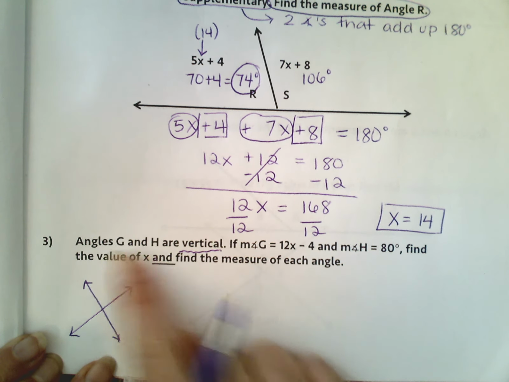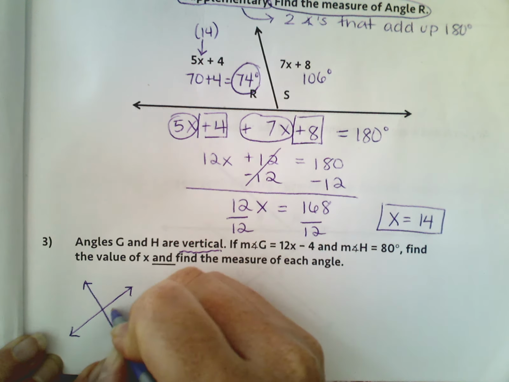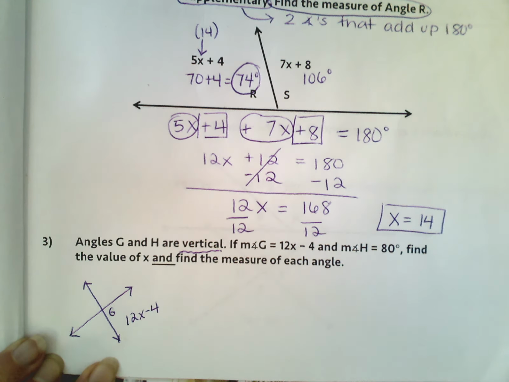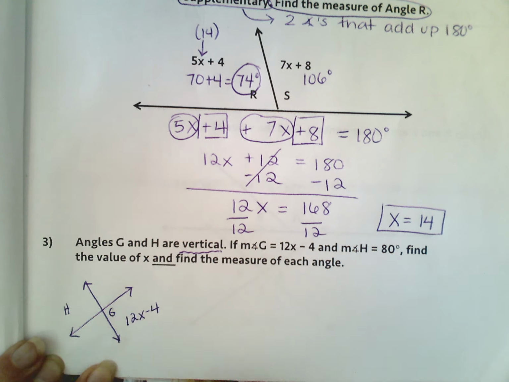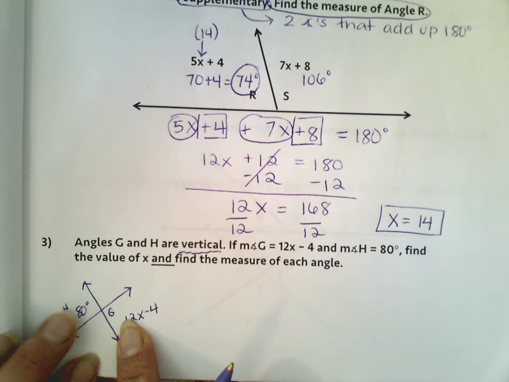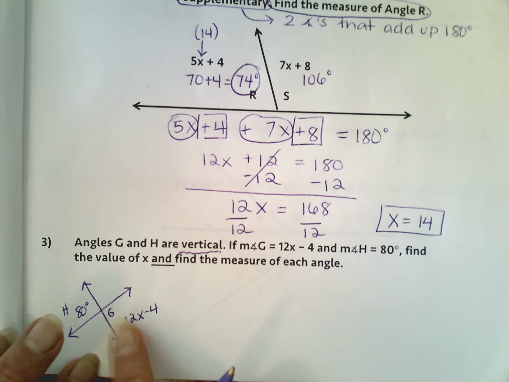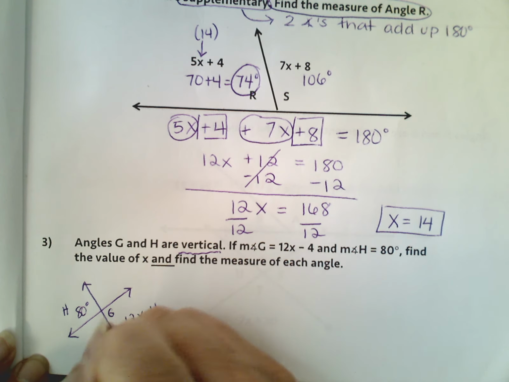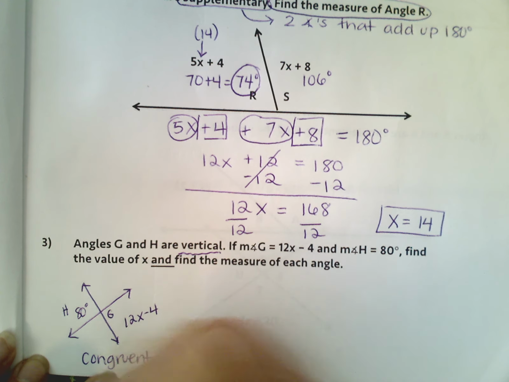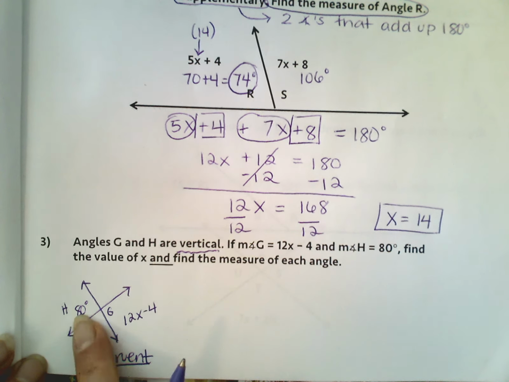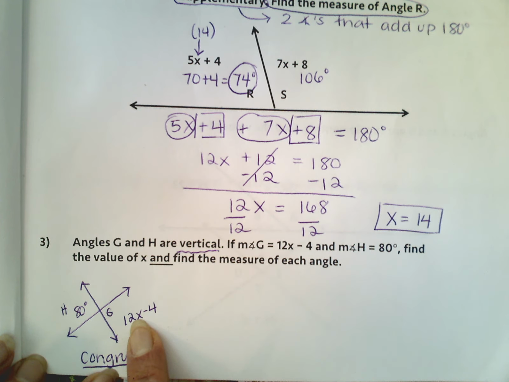So angle G and H. Angle G, I'll put G over here, is 12x minus 4. And the measure of angle H over here is 80 degrees. So remember, what is true about our vertical angles? Angles that are across from one another on two intersecting lines are always congruent, meaning they are equivalent. So if this is 80 degrees, this is going to be equal to 80 degrees.